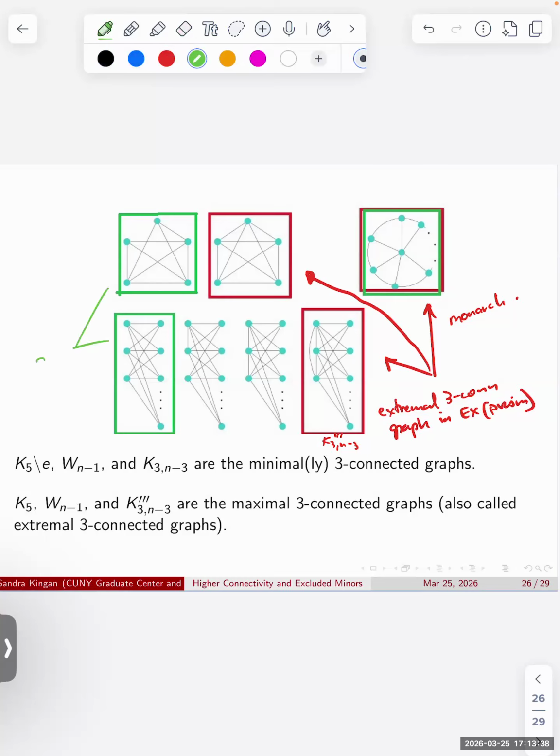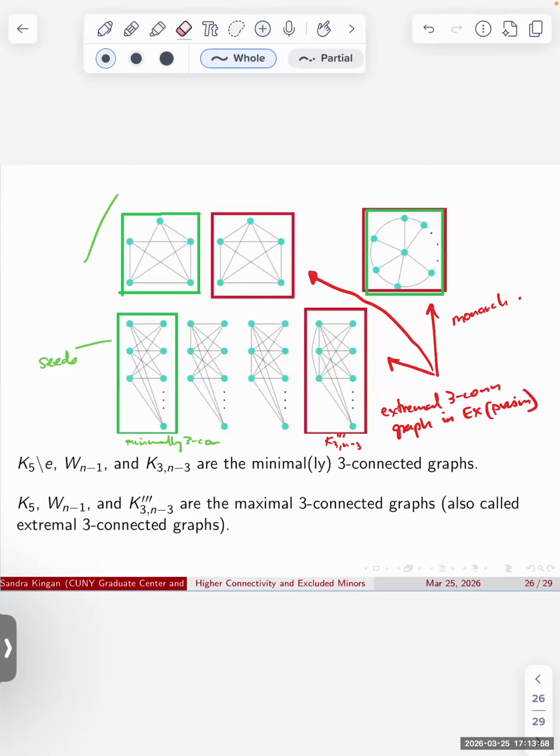It's actually these. In this example, it's minimally 3-connected, right? This one is minimally 3-connected. It's actually these that are more important. Let's forget about that. That's really small. It's this one. So once you figure out the seed over here, or if there are multiple families, then multiple seeds, then finding the monarchs is not hard because they all have deletable edges.